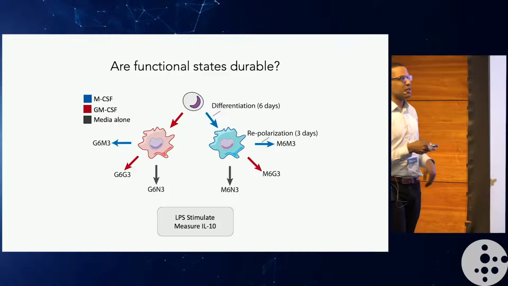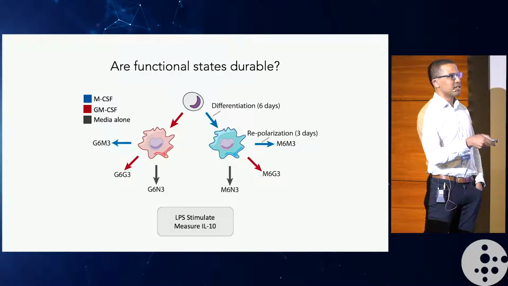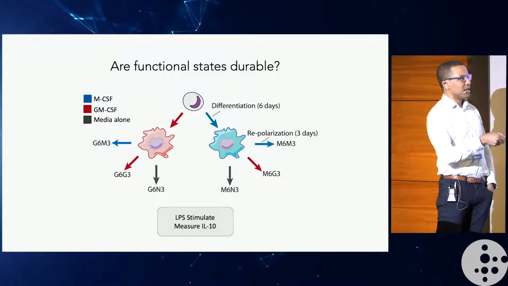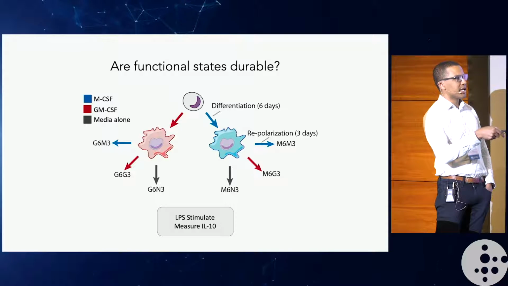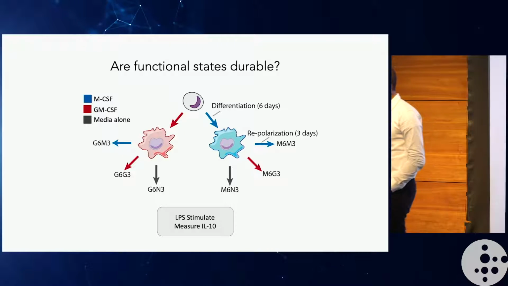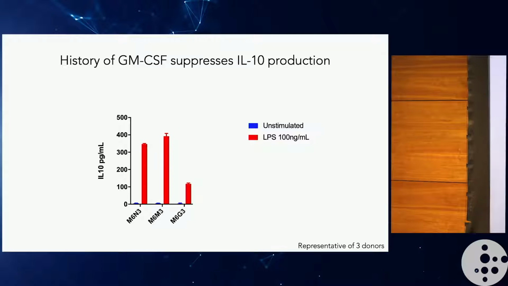And so one way we began to do this is we took the GM-CSF cells or the M-CSF cells, differentiated them for 6 days, and then subsequently gave them either no additional cytokine, the same cytokine, or the opposing ligand. And then challenged with LPS and looked at IL-10 release.